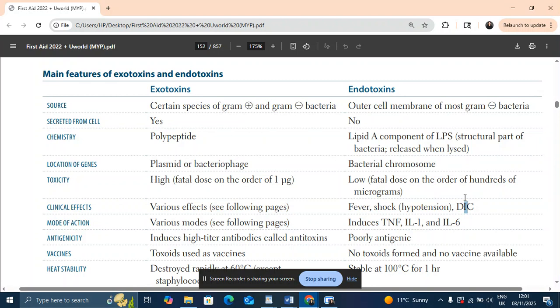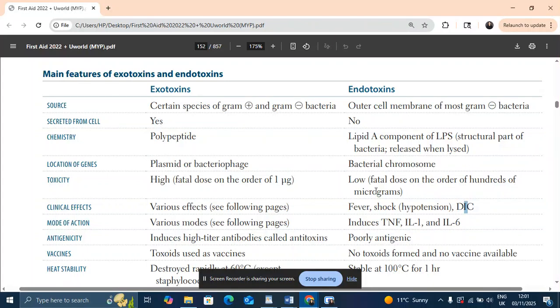Now, how they are secreted from the cell. Exotoxins are secreted from the cell. The bacterial cell secretes exotoxins, while endotoxins cannot be secreted. They are only released when the bacterial cell undergoes lysis. When the bacterial cell breaks down, it releases endotoxins. The bacterial cell cannot secrete endotoxin.